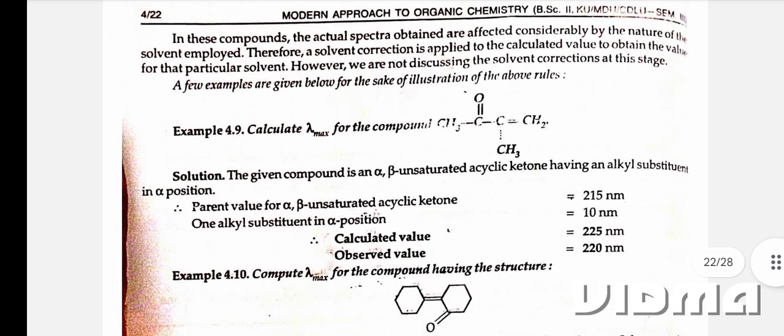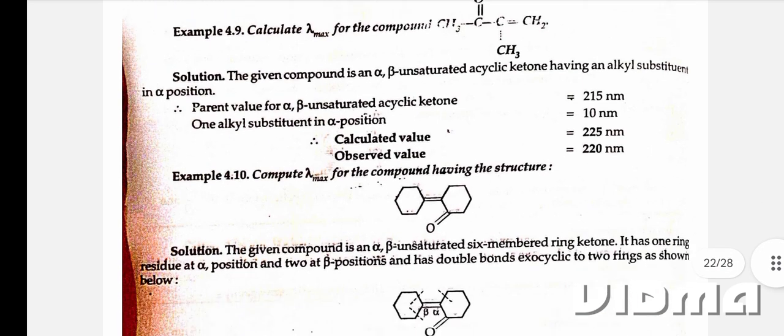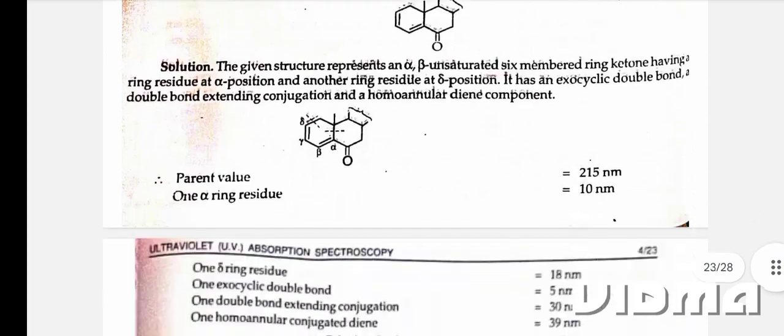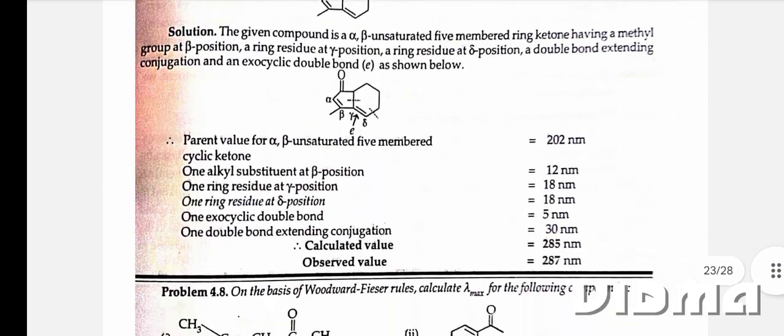In these compounds, the actual spectra obtained are affected considerably by the nature of the solvent employed. Therefore, a solvent correction is applied to this calculated value to obtain the value for that particular solvent. However, we are not discussing the solvent corrections at this stage. A few examples are given below for the sake of illustration of the above rules. These are the examples with solutions.